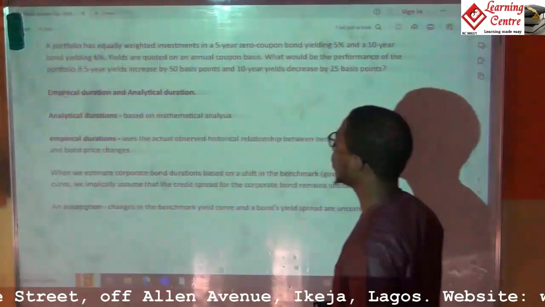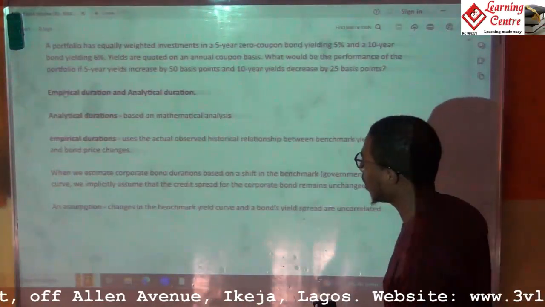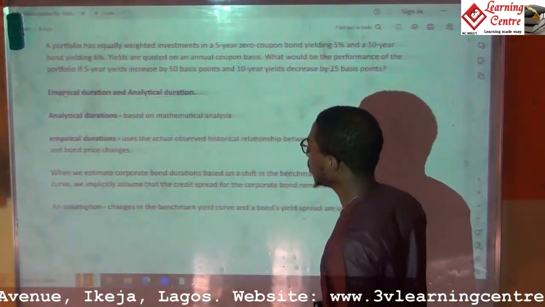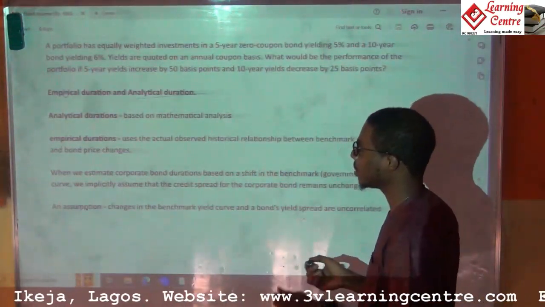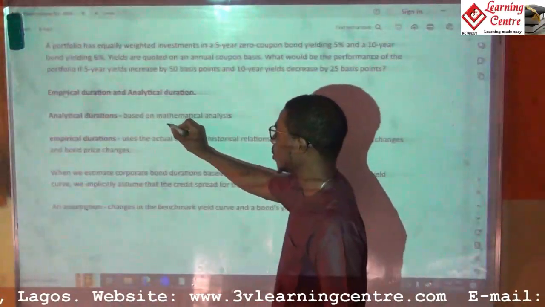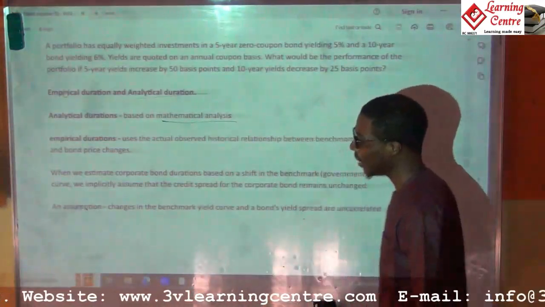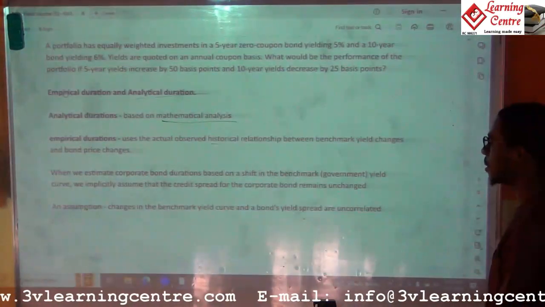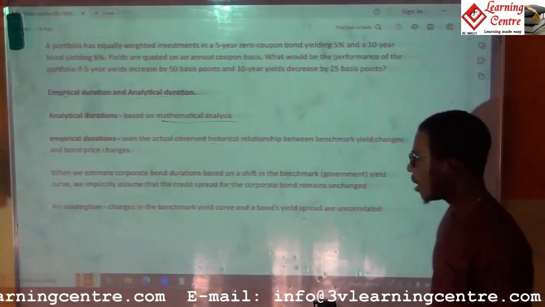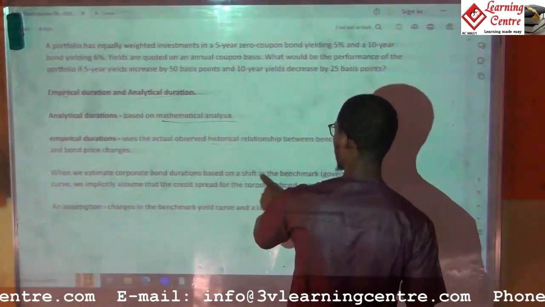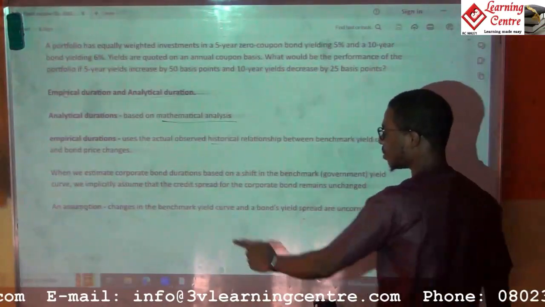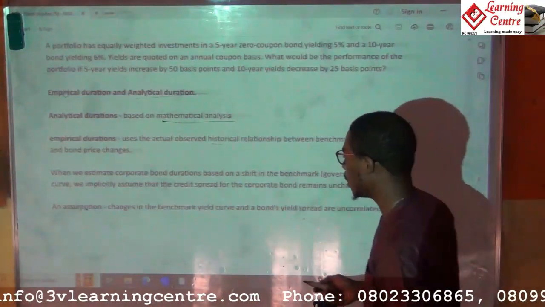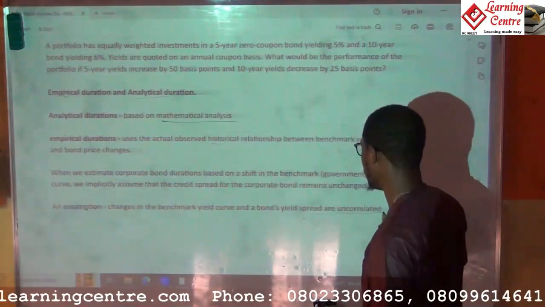Okay, so we move on to the last portion of this: empirical duration and analytical duration. What we have done all the while is analytical duration, based on mathematical analysis. Empirical duration is based on what is observed in the market. When we estimate corporate bond duration based on a shift in the benchmark, we make the assumption that the spread for the corporate bond carries the same change as the benchmark.